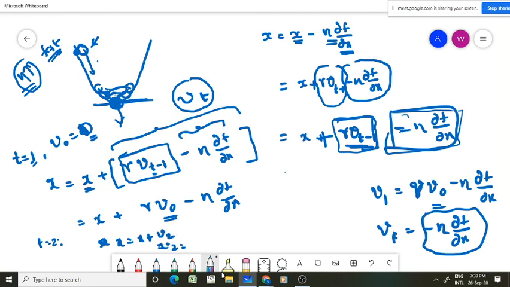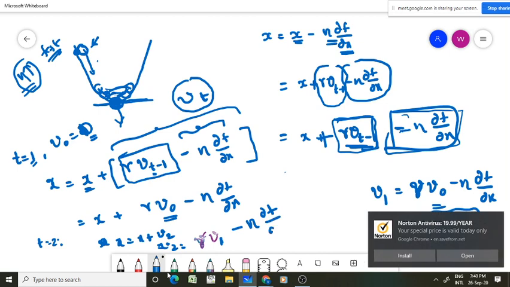So V2 equals gamma into V t minus 1. T minus 1 means 2 now minus 1. Gamma into V1 minus eta into dou f by dou x at the current second iteration. Dou f by dou x at the second iteration.